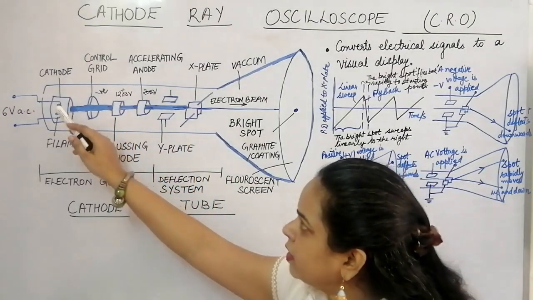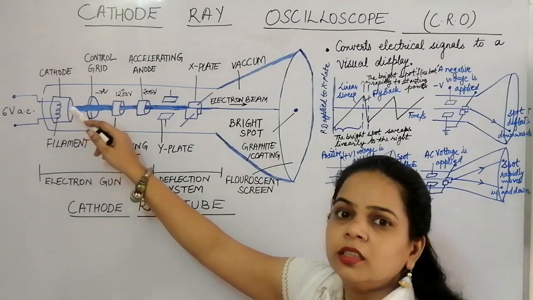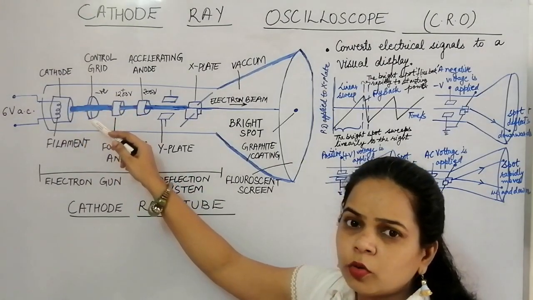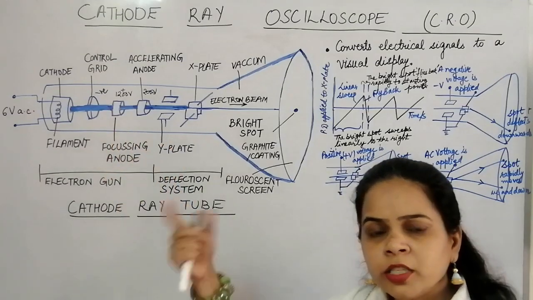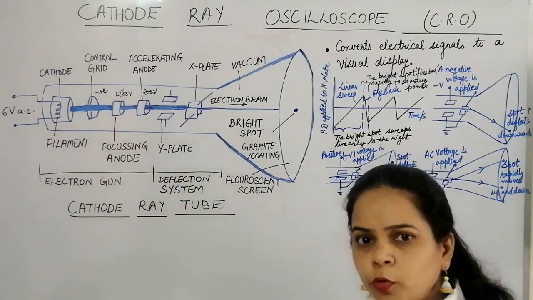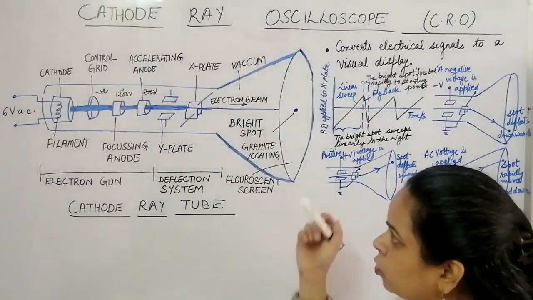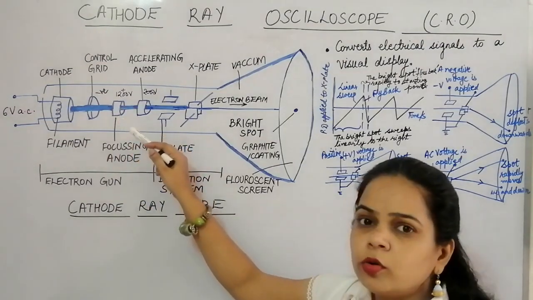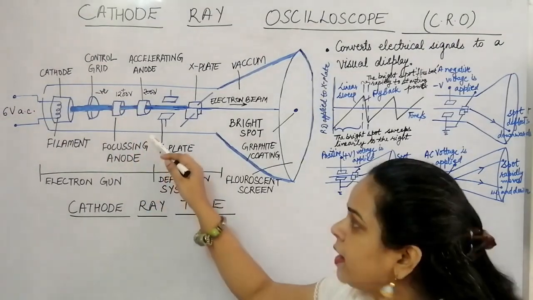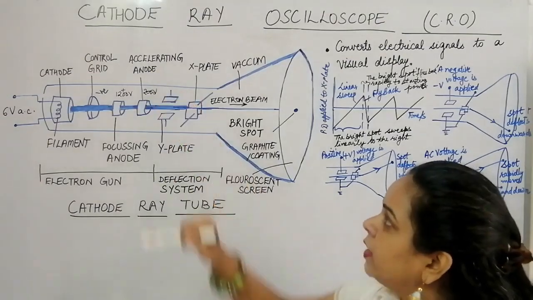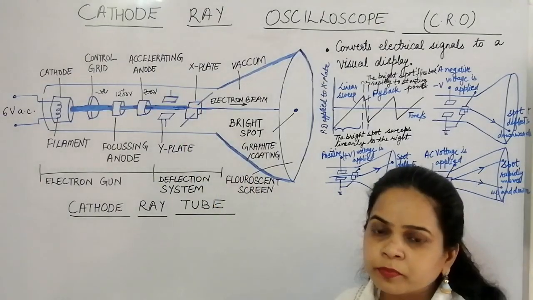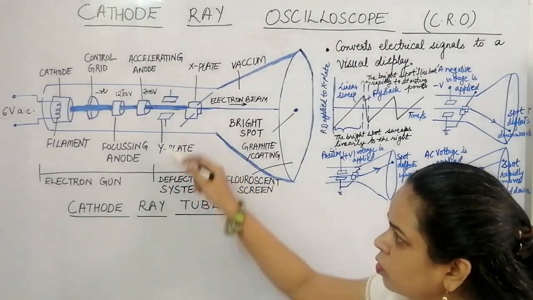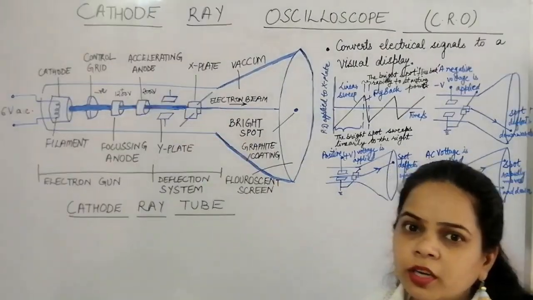So here what happened is that the cathode has liberated the electrons. By the negative potential of the control grid, we can control how much intensity of the electron beam we want to focus, or strike on the fluorescent screen. The two cylinders of the anodes are used first to focus, and second for the acceleration of the electron beam. Till the anode, this is the constituent of the electron gun.